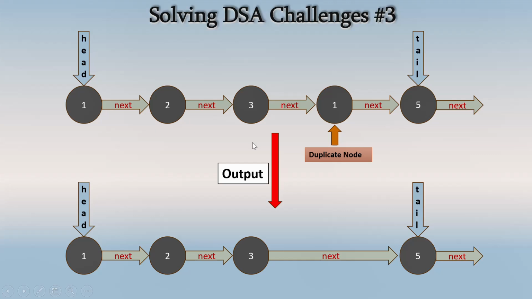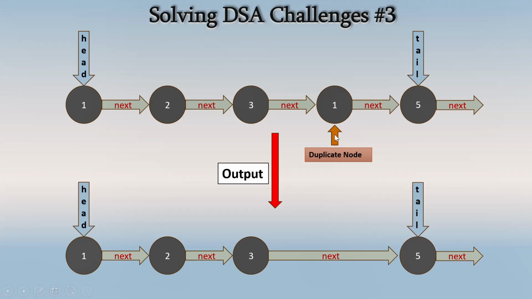Again, current node is not None. So we will see if this value 3 is present in any of the previously visited node values or not. So the answer is no. Again, it will go inside this else part, and it will store this 3 value in the set, and then it will move the current node to node number 4 and the previous node to node number 3.